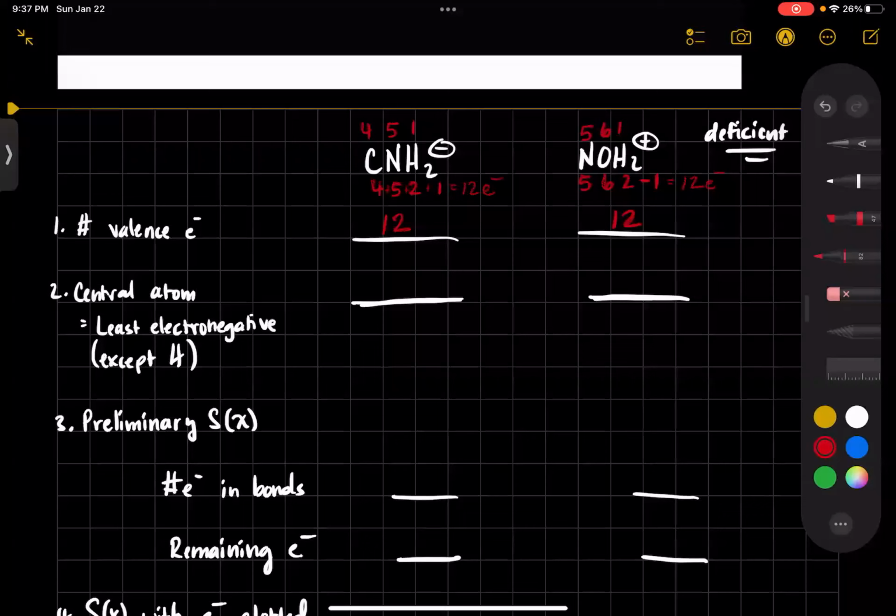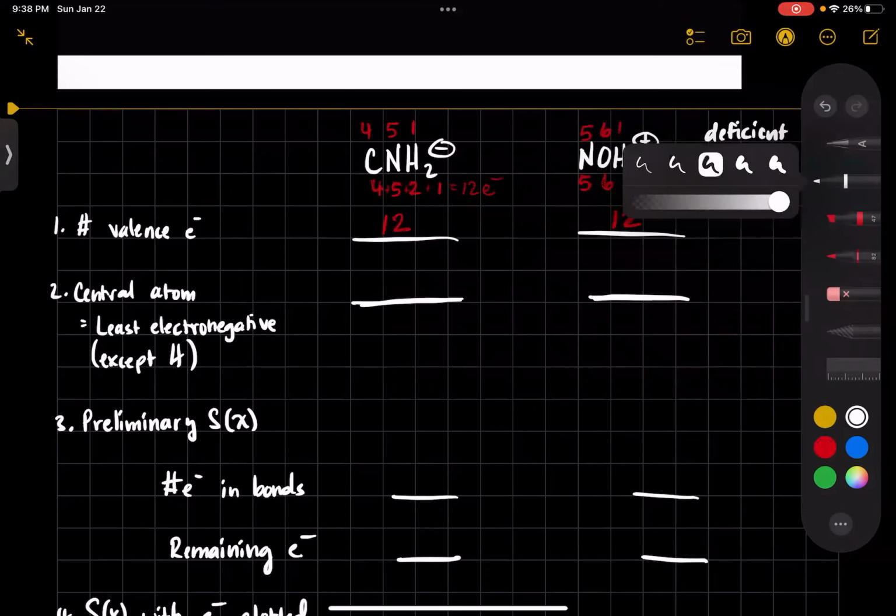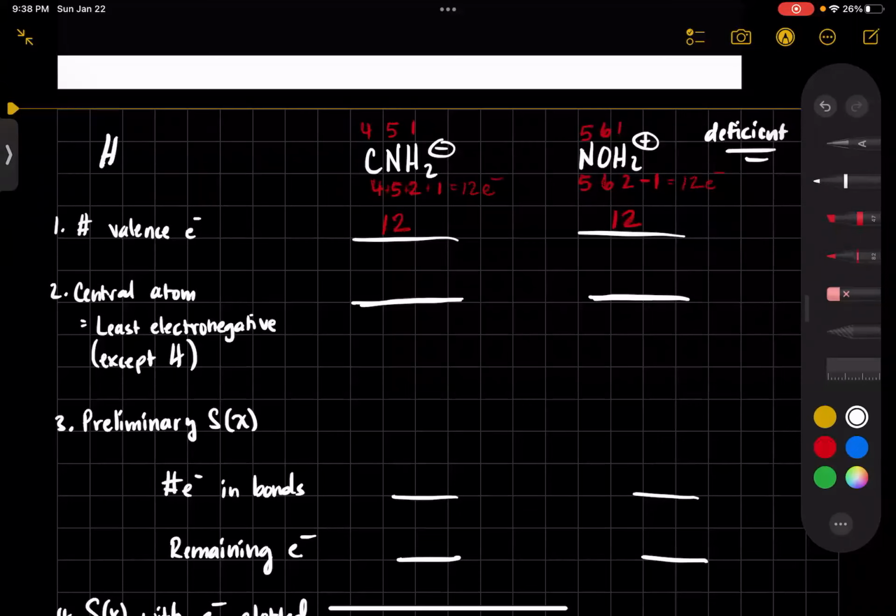The central atom is always going to be the least electronegative atom, except for hydrogen. Remember, hydrogen can only hold 2 electrons, and so it can never be a central atom because it can only form 1 bond. Thinking of the simplest case, let's just think H2. Here's a hydrogen bound to a hydrogen, 2 electrons per bond. Each hydrogen already has 2 electrons and can't form any more bonds. And so hydrogen will never be the central atom.